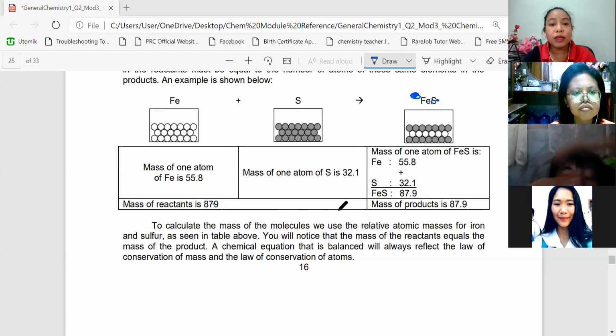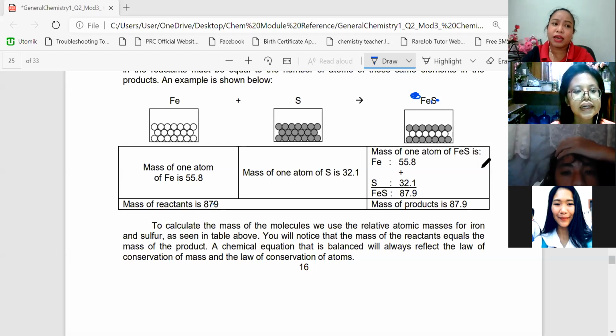So if we maintain the number of particles of each element in the reactant side, the same with the product side, their mass also is conserved. That is the idea behind the law of conservation of mass. That's why it's very important to balance the chemical equation. To calculate the mass of the molecules, we use the relative atomic masses of the elements.